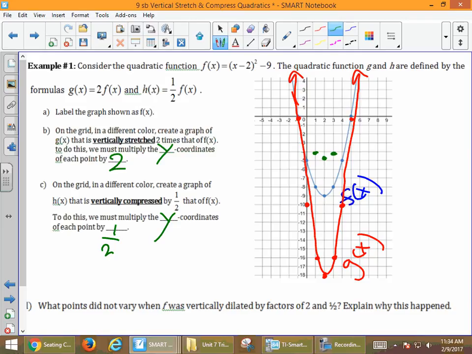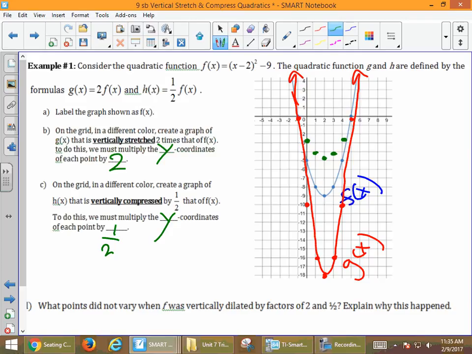And now we sort of covered up our other point, 0, -5. So what is -5 times 1/2? Our x is going to stay the same, so it's still 0, and our y is now -2.5, so it's 0, -2.5. And that's going to be the same for 4, -5. -5 times 1/2 is -2.5, so we have 4, -2.5.